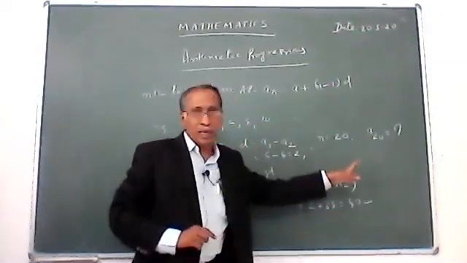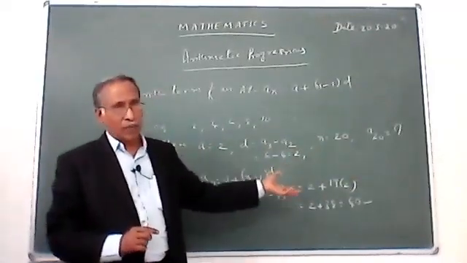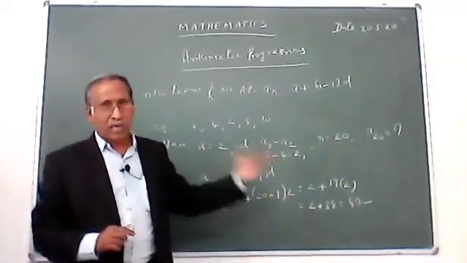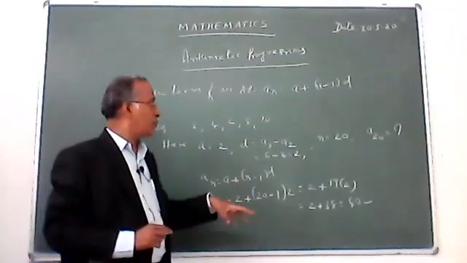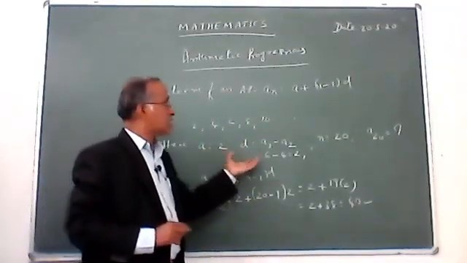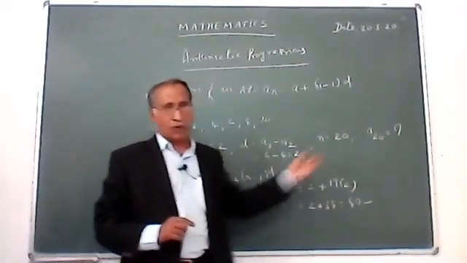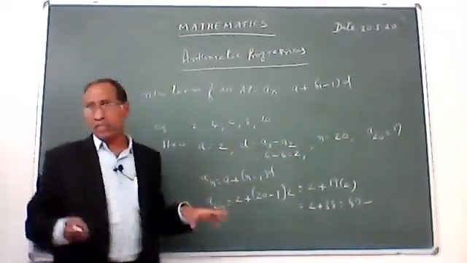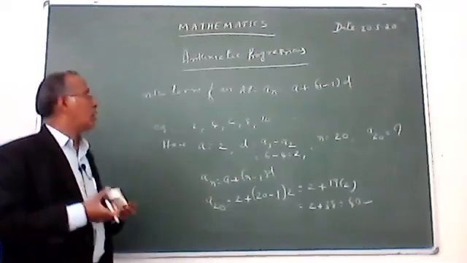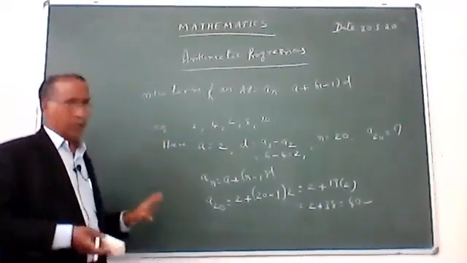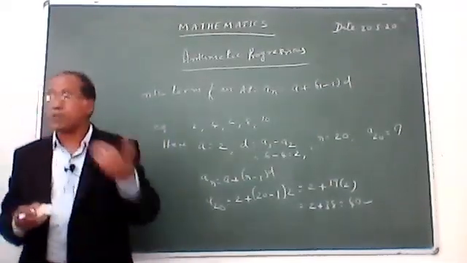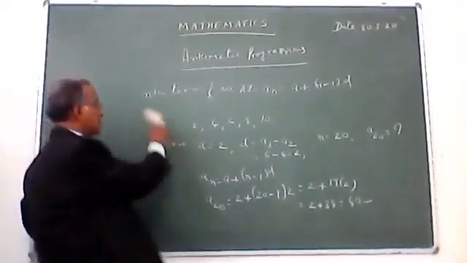This is the way. Let them ask any term in the AP, you can find it. For example, if they ask you to find the 50th term, A is the same, D is the same, N is equal to 50, you have to substitute. Then we can find any term in the AP. This is the way we have to find the nth term of the AP. Let me take up some sums like this now.